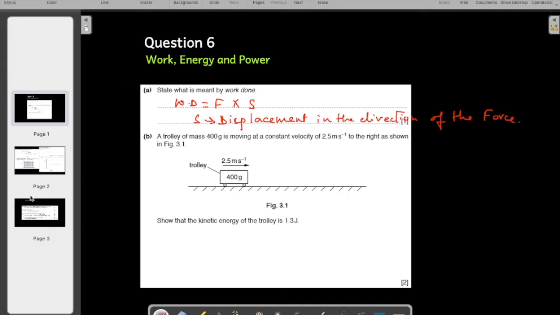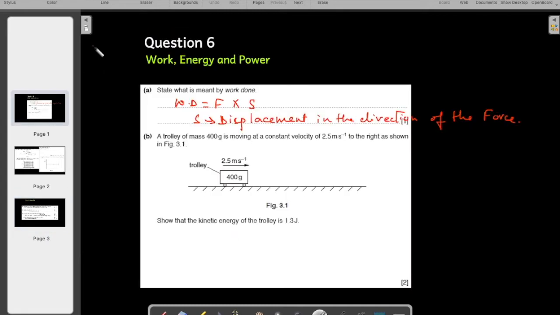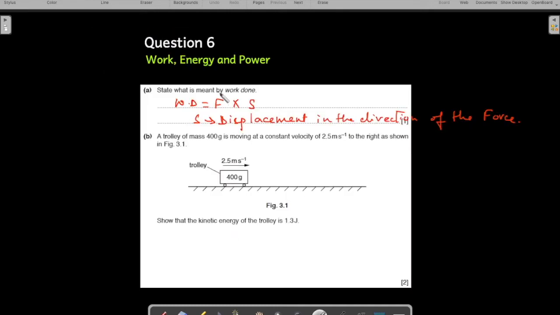Let us check our answer with the mark scheme. So this is exactly what we have done: force times displacement in the direction of the force. Make a note of it in your notebooks to understand how work done is defined, because this is a kind of question which keeps coming every year. And you should know precisely what Cambridge expects you to write in the definition of work done.